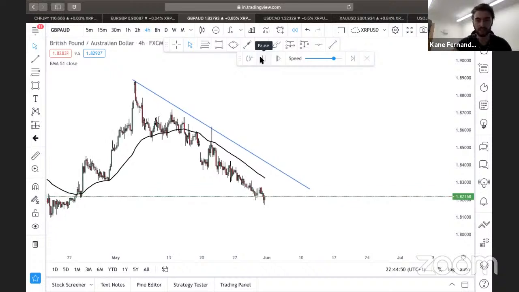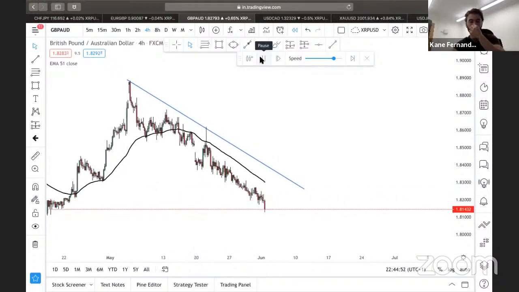Right, let's see if this EMA can be respected and see if we can take a short.